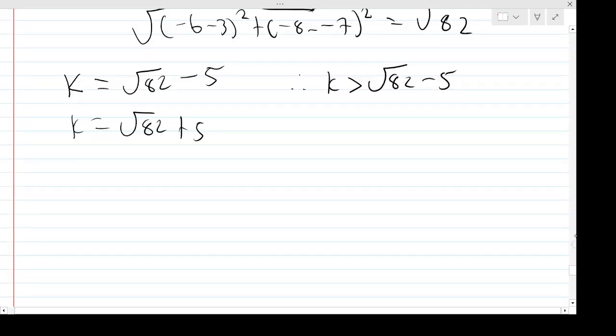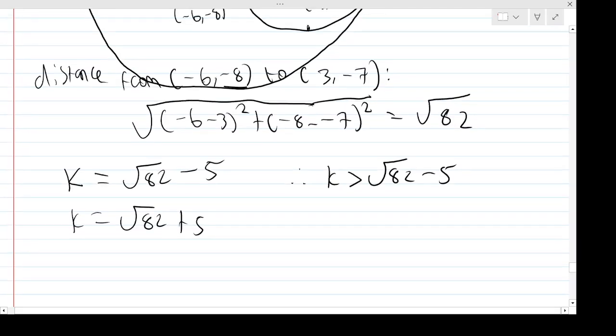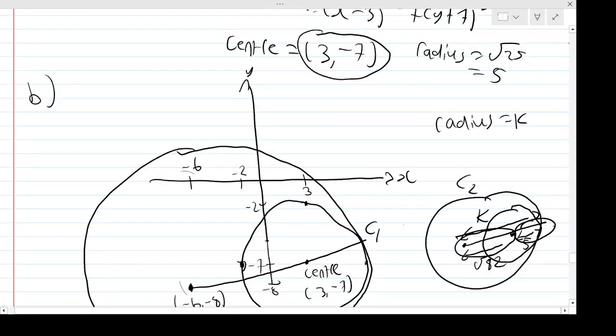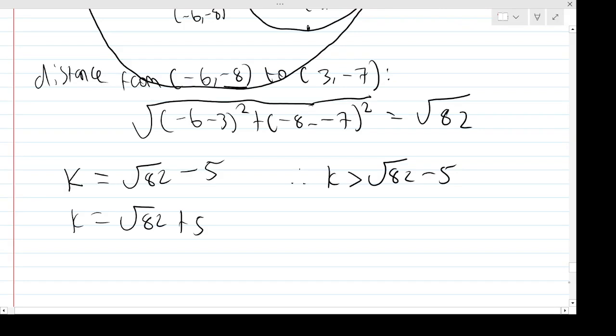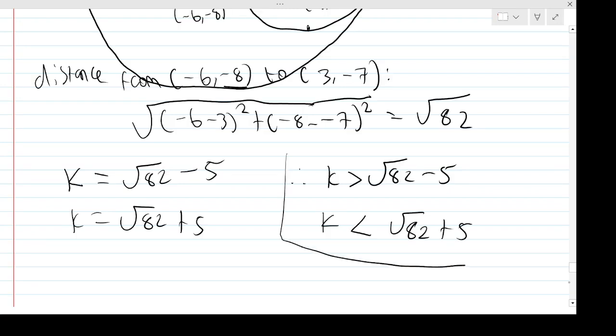Okay, we're pretty much done there, because that means if I go any bigger than that radius, then again this engulfing situation happens, where the bigger circle, the C2 circle, contains the circle C1 entirely, which means there won't be intersecting, okay? Which means I need it to be less than this, so K has to be less than root 82 plus 5. And there we are, those are our two values, okay?